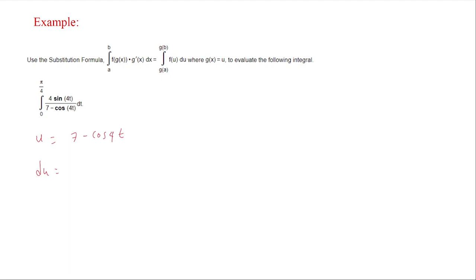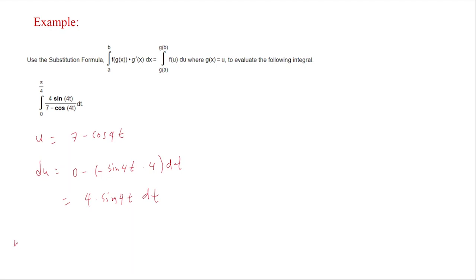The derivative of 7 is 0, minus the derivative of cosine 4t, which is minus sine 4t times 4 dt. So that is actually 4 times sine 4t dt. Okay, so I can replace this top part, 4 times sine 4t dt, by du. And now we have to replace this limit of integration.